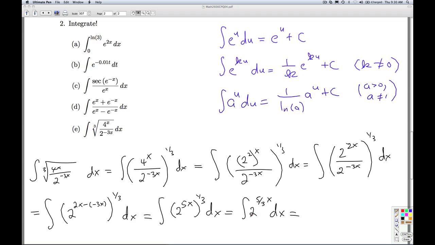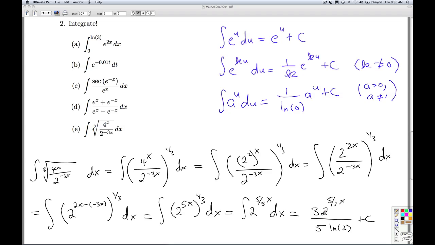And the integral of 2 to the 5/3 x dx is what? Well, I've got just a constant multiple here. It's going to be 2 to the 5/3 x. I'm going to have to divide by the natural log of 2 because that's the base. And then to offset this 5/3, I'm going to need to multiply it by a 3/5.